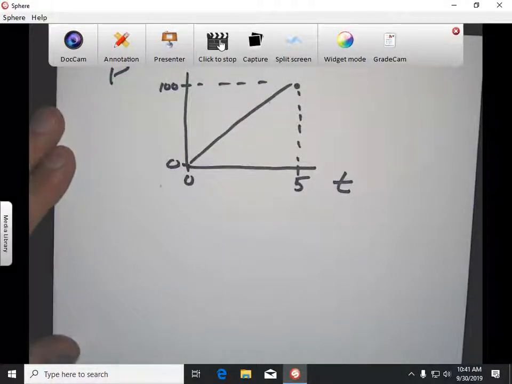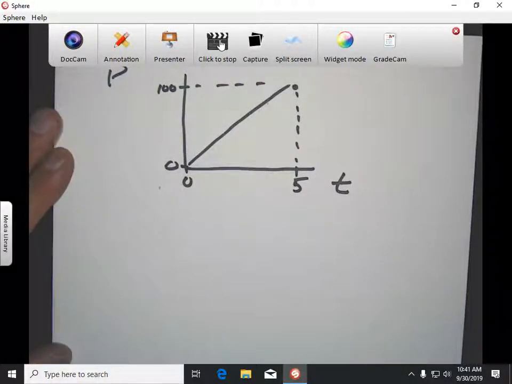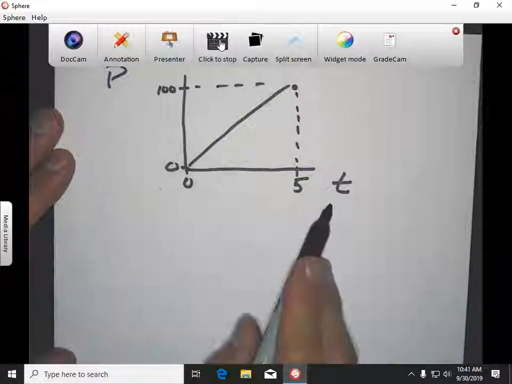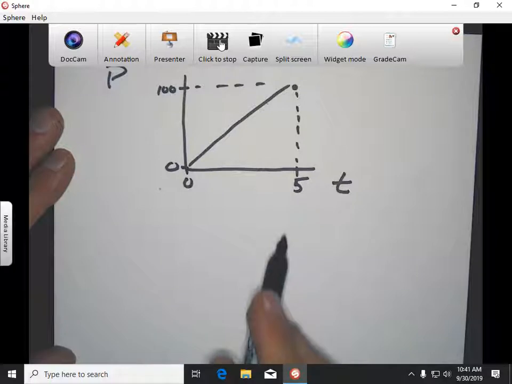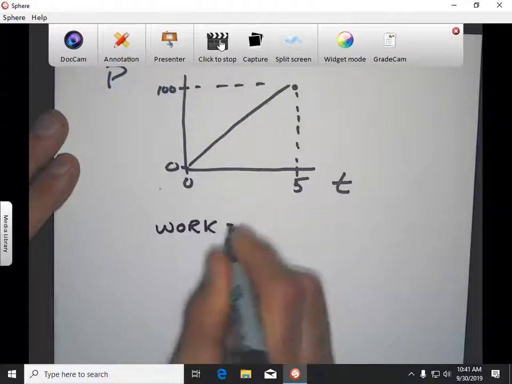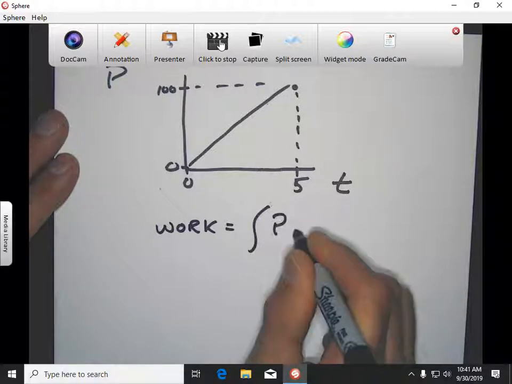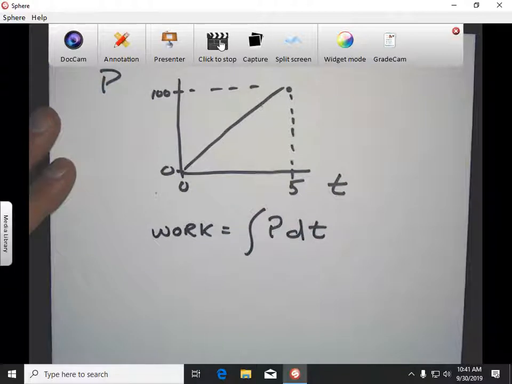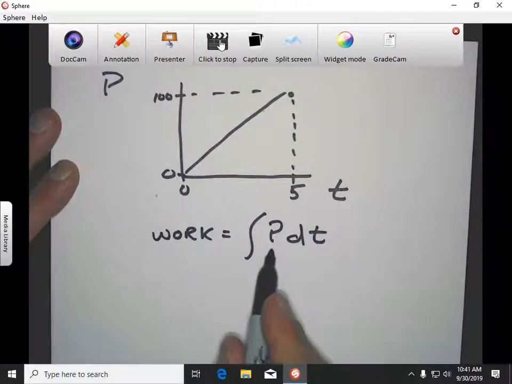So I just want to come back for a minute to finish up the example from part one. We talked about how if you have a graph of power versus time, the area underneath is equal to the work done. We also made a statement that the work is equal to the integral of power with respect to time. And this is useful if the power is changing.